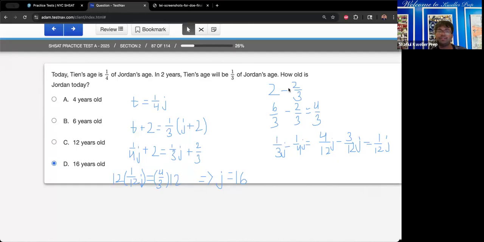Can we also plug in answers? You can if you think it's easier, but you would have to look at each answer choice and make sure you're doing it correctly. So the first one, Tien's age is 1/4 of Jordan's age. If Jordan is 4, then Tien is 1. In 2 years, Tien would be 3, Jordan would be 6. Tien would be 1/3. That's not 1/3 of Jordan's age, so that's wrong. So you can go one by one, but it's up to you. I like doing it like this just so that I get the solid answer.